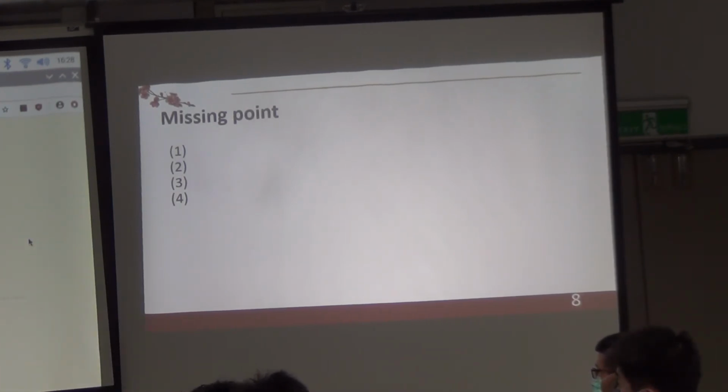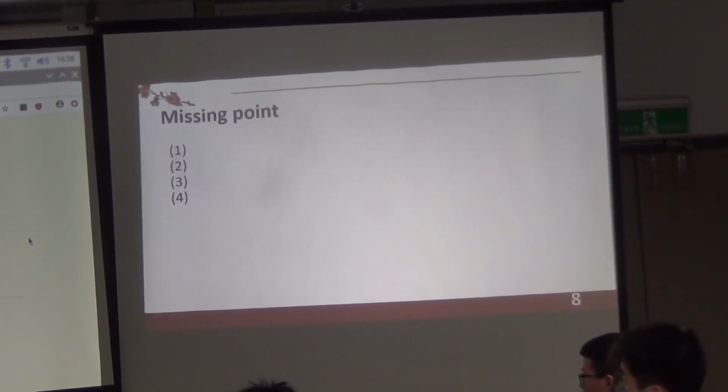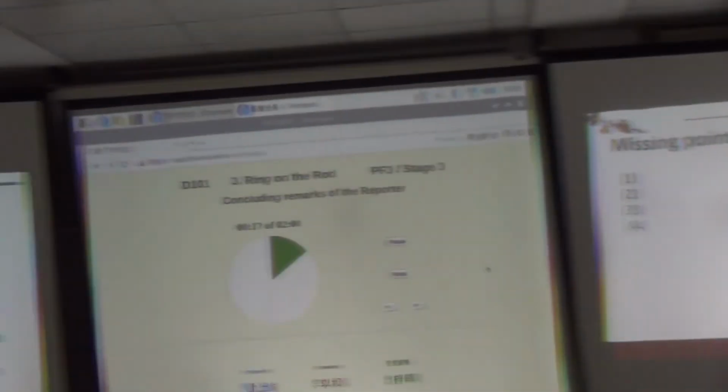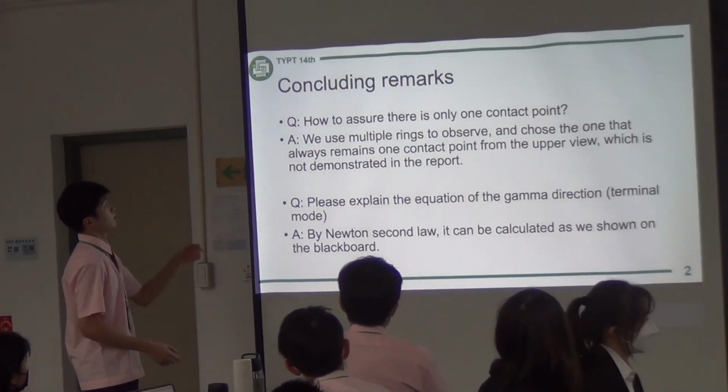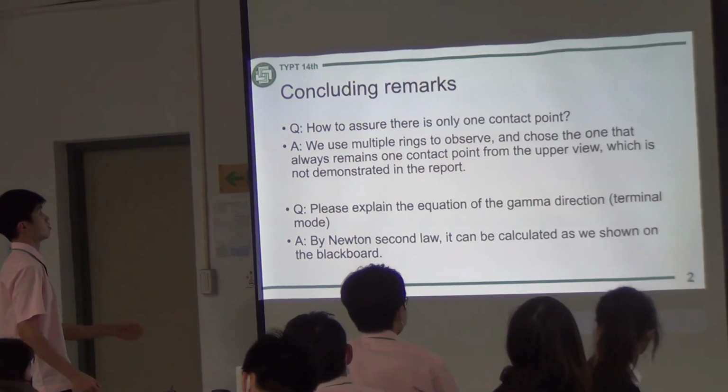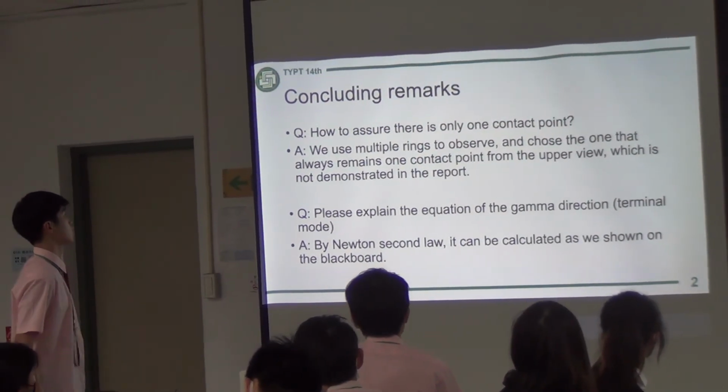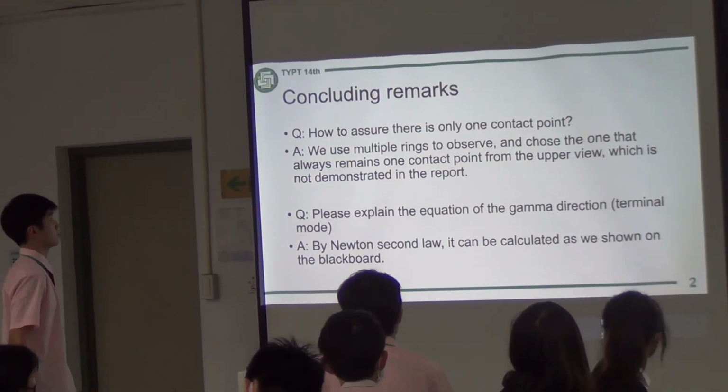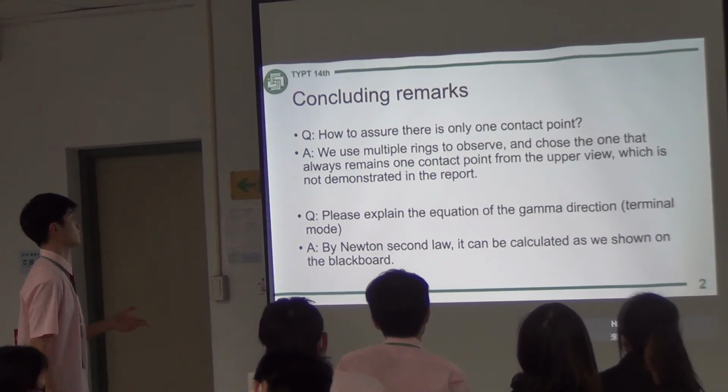For the distinguished competitors, I'm the reporter from TV. First, I'm going to apologize that I misunderstood the reviewer's question about whether I change the material or the radius of the rod. This is our concluding remarks. Question one is how to assure that there is only one contact point. We use multiple rings to observe.